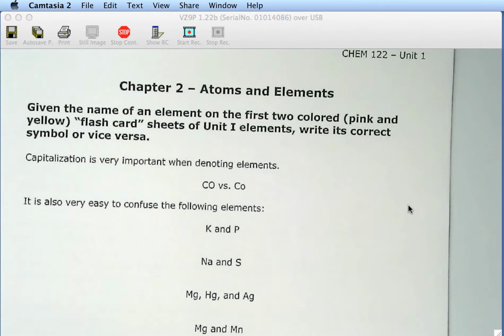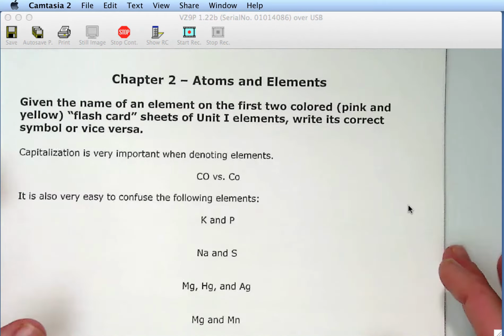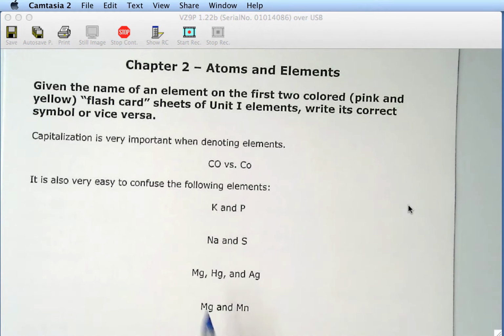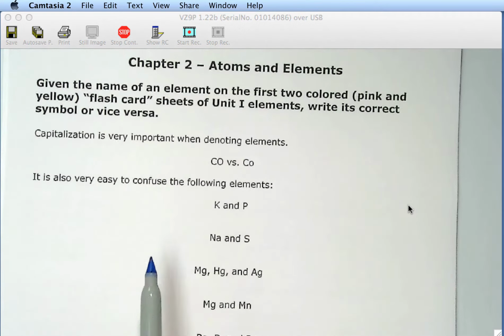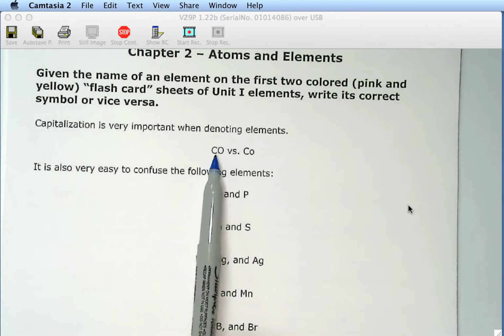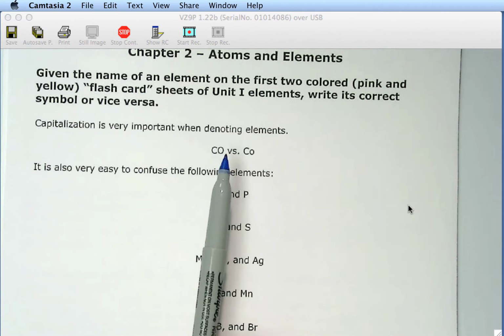So we're going to shift gears. We're going to start learning the atoms and the elements. And you have already looked over the pink and yellow flashcards and memorized those. We had that quiz. So I know a lot of you worked very hard on that. I have some common confusing elements listed. And also I wanted to point out how capitalization is very important when you're talking about elements on the periodic table.